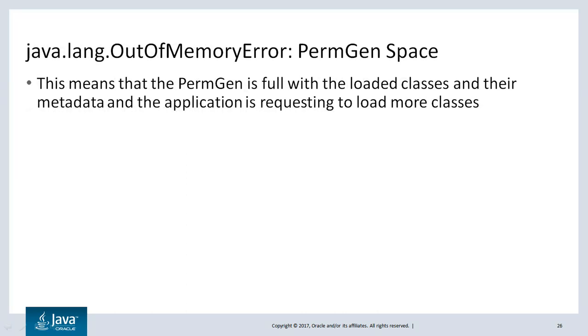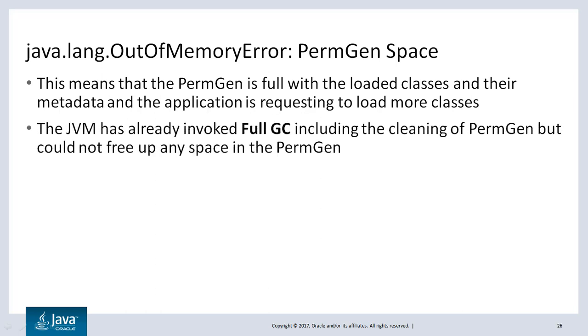This OutOfMemoryError means that the permgen space is full with the loaded classes and their metadata, and the application needs more room in the permgen to load more classes. When the permgen fills up, a full GC is invoked, and this message means that before throwing the exception, the JVM had invoked full GCs to collect garbage in the permgen, but those GCs could not free up any space.